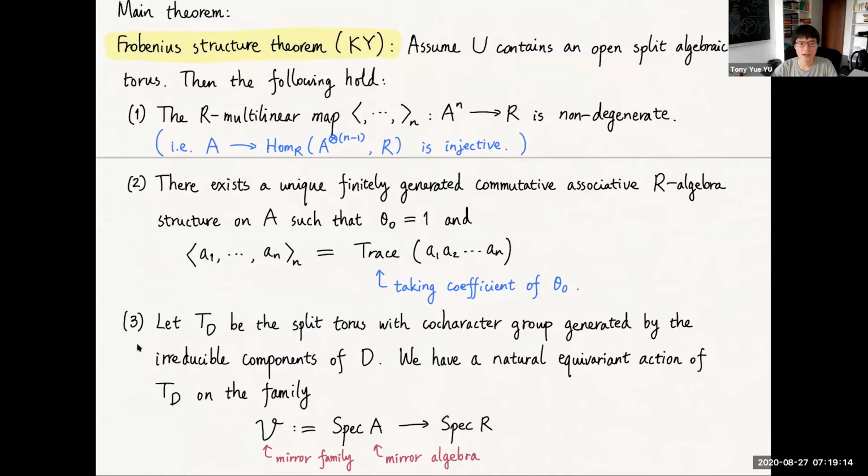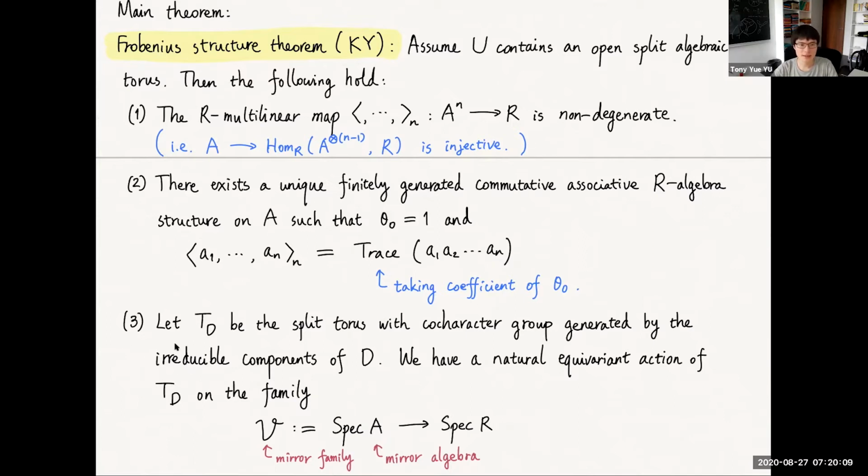And third, we defined A to be some module, and by statement 2, this free R-module A has a finitely generated commutative associative R-algebra structure. So it makes sense to take its spec, and we can consider the family Spec A over Spec R. By motivations from mirror symmetry, we call A the mirror algebra associated to our log Calabi-Yau variety, and we call this family the mirror family.